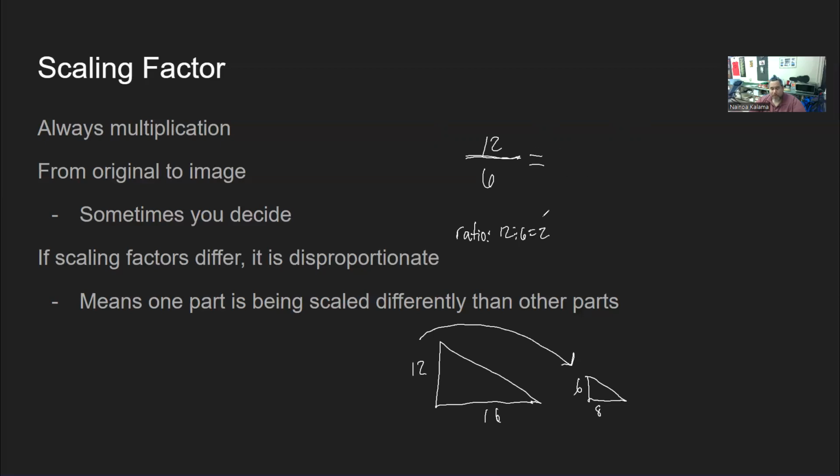Now, what we also learned is, whatever that relationship is from original to image should hold up on other parts as well, on all parts actually. So from 16 to 8, it should hold up if the scaling was done proportionately. And so here we have another ratio, a 16 to 8 ratio, and that is also 2, right? 16 divided by 8 is also 2. That's what we learned yesterday.